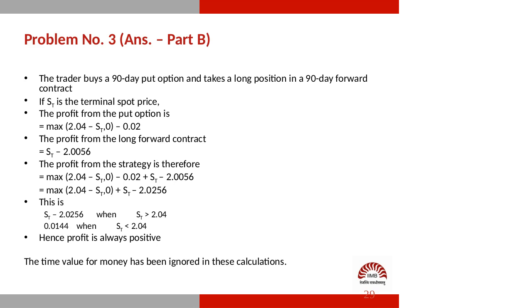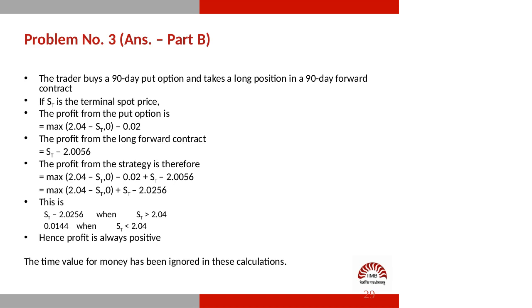So this shows that the profit from the strategy is the sum of this, and if you simplify that, that becomes that. Now, if the price is greater than 2.04, you will always earn ST minus 2.02. The first term will go to 0, so you will only earn ST minus 2.0256. ST being greater than 2.04, this will always be positive.